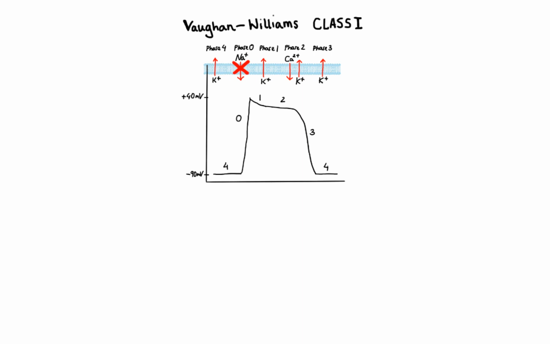First, we have class 1A drugs, which moderately depress the phase 0 depolarization by blocking fast sodium channels. They also prolong repolarization by blocking some potassium channels. So what we'll see with class 1A agents is prolonged action potential and prolonged effective refractory period. The agents in this class include procainamide, quinidine, and disopyramide.